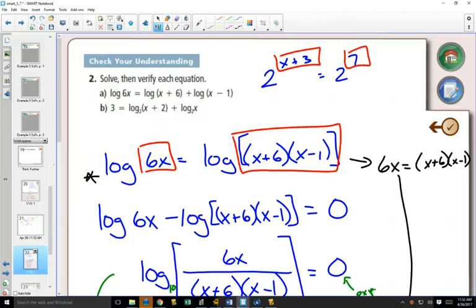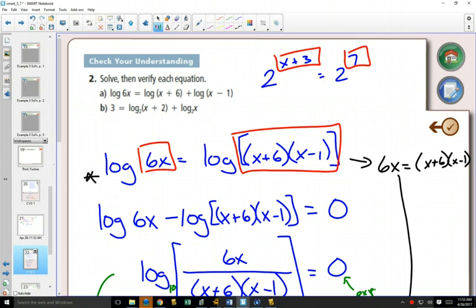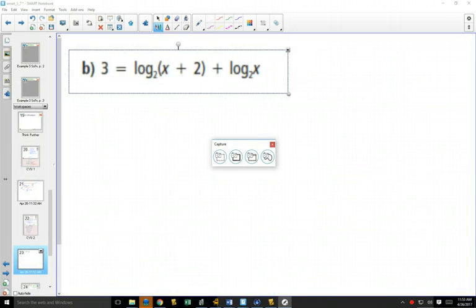Okay? So here's the example. We'll do part B. Good. I like the sound effects. I forgot I had my speakers on.